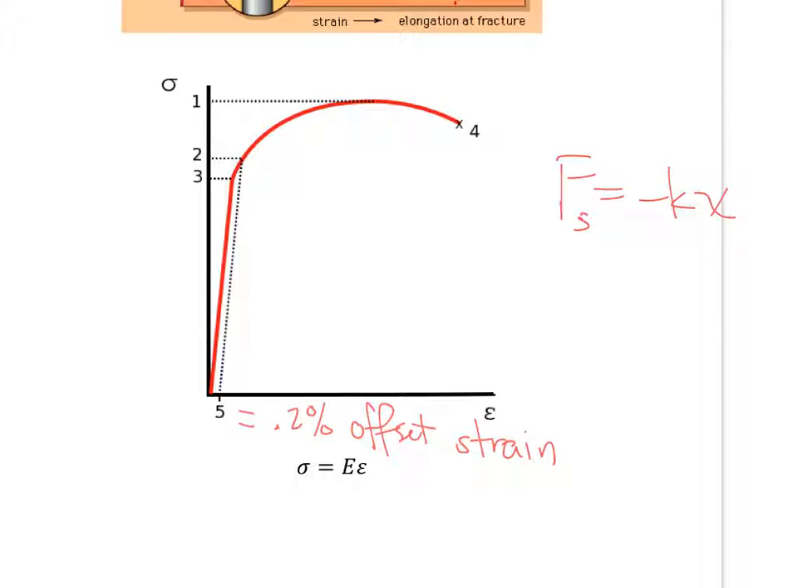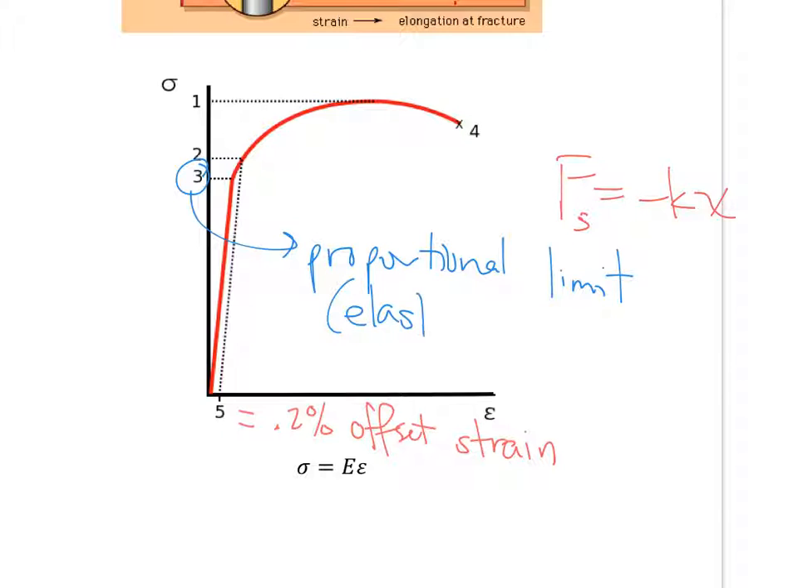you have the proportional range, or the elastic range. This is called the proportional limit. Proportional limit, or you could say that this is the elastic limit or range.